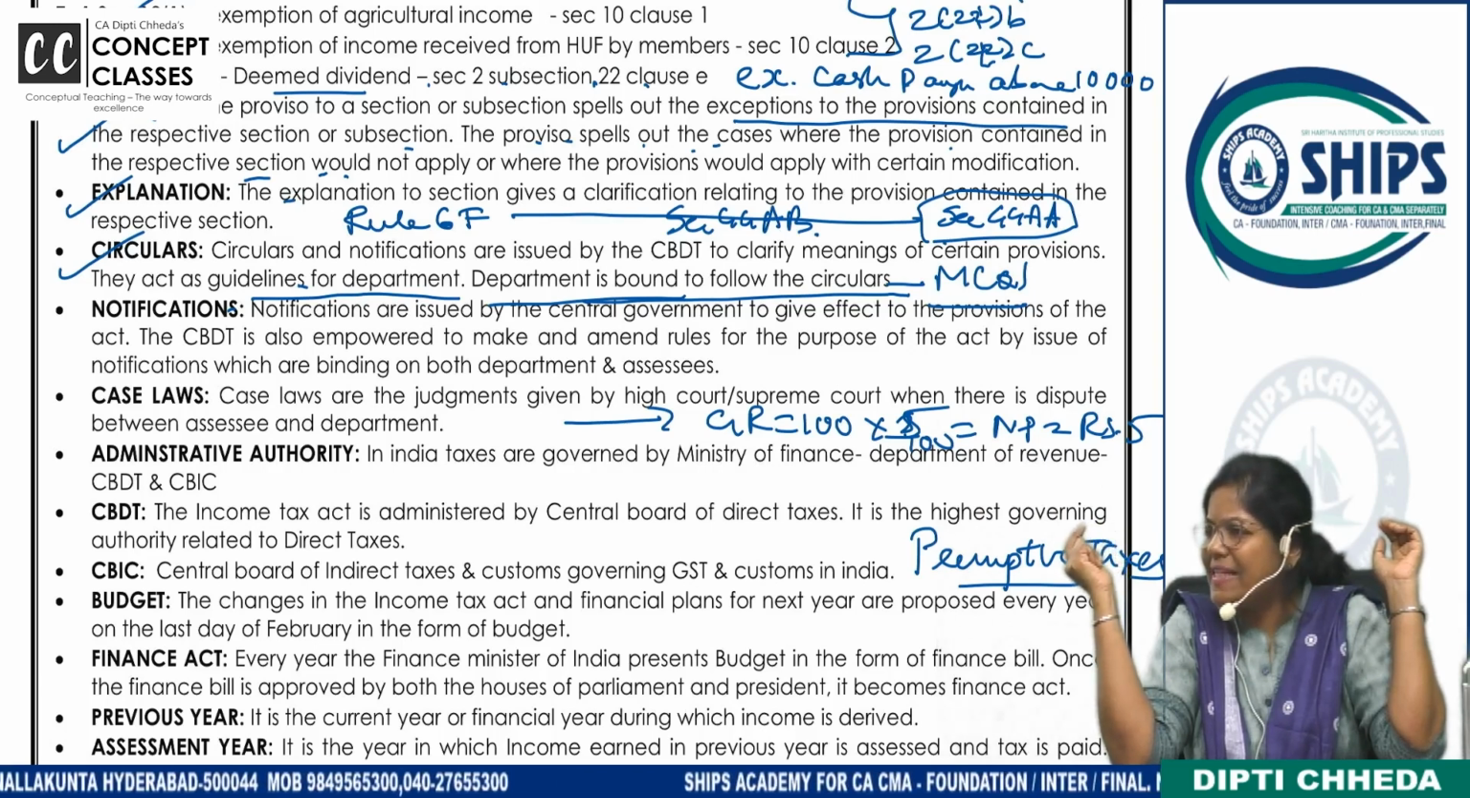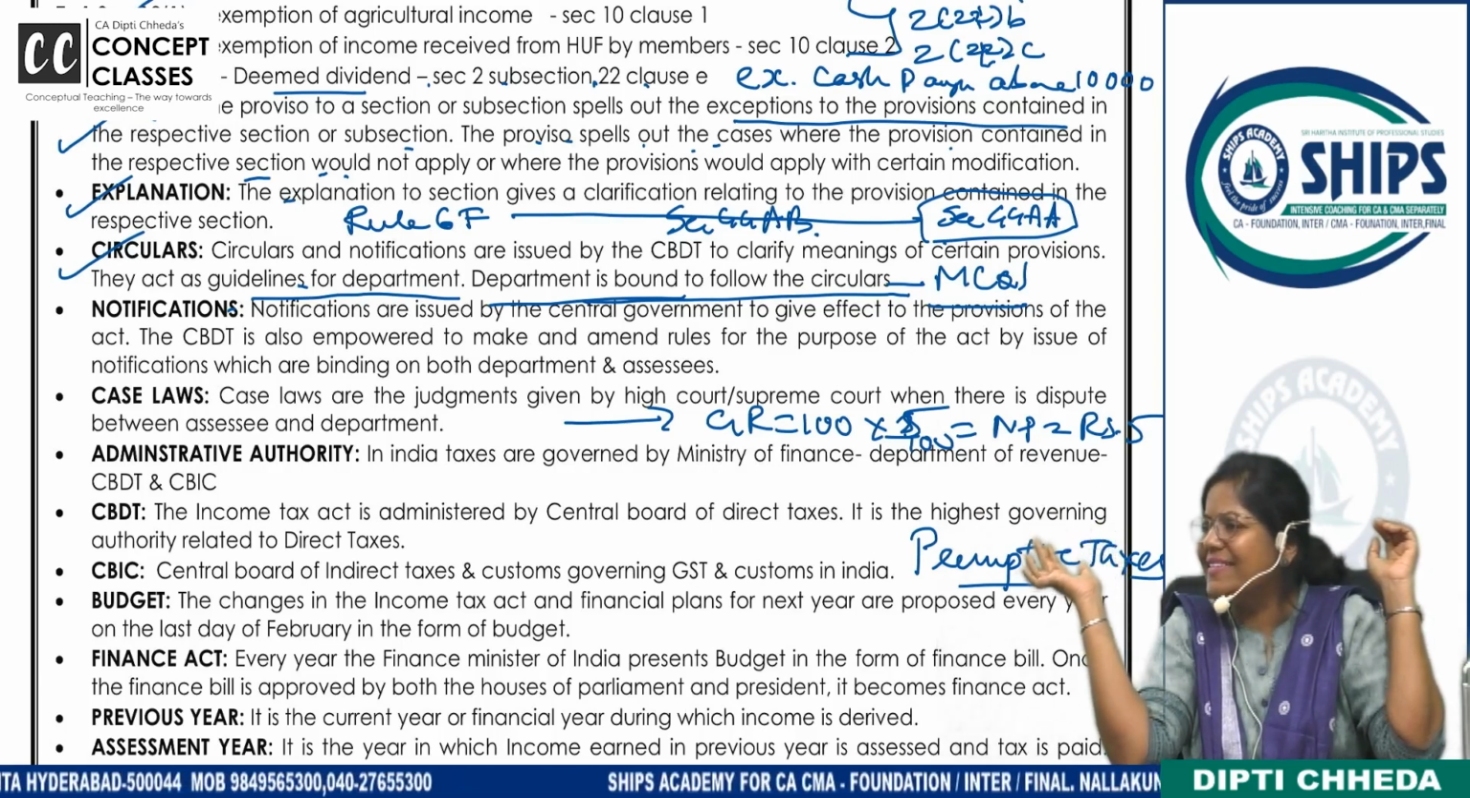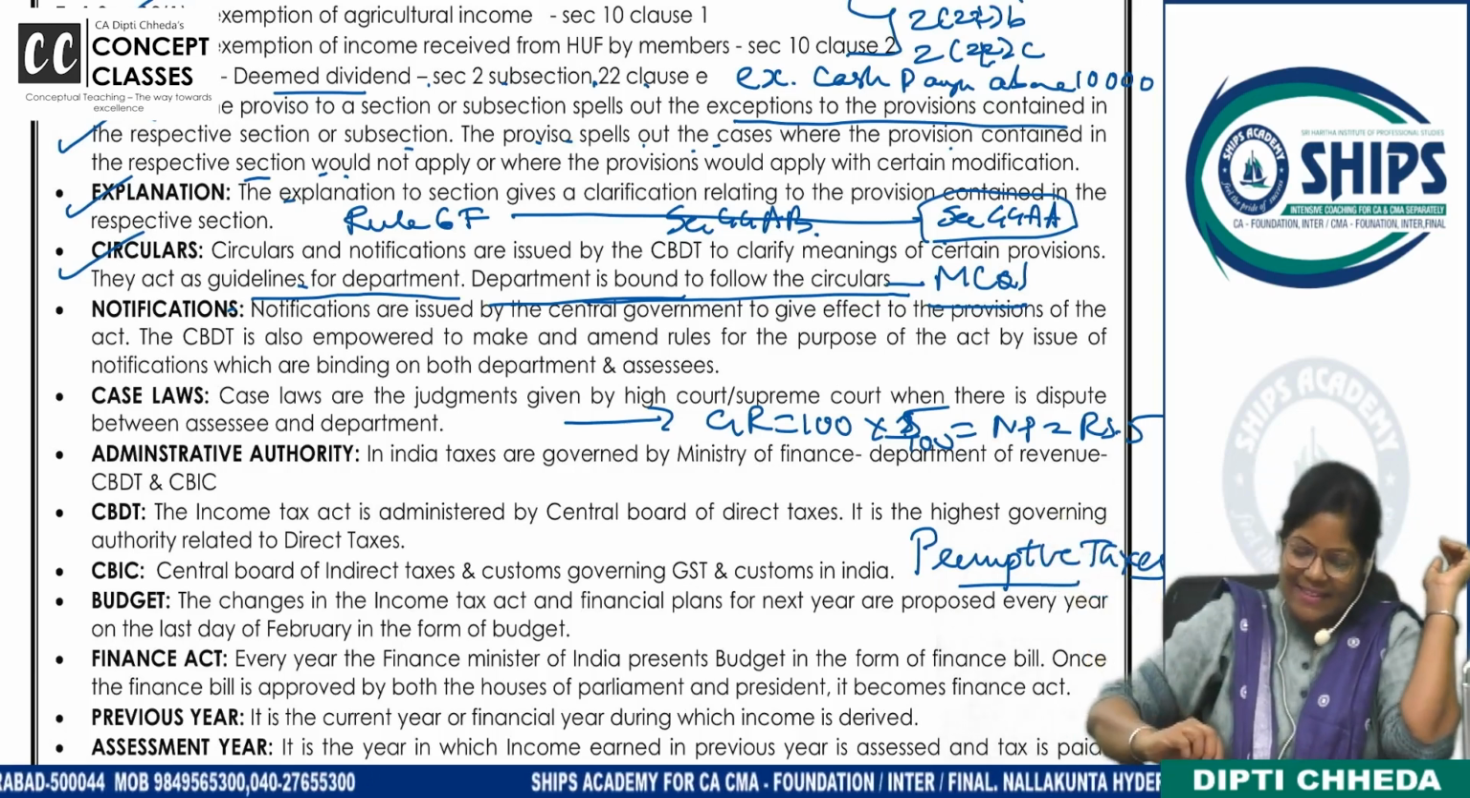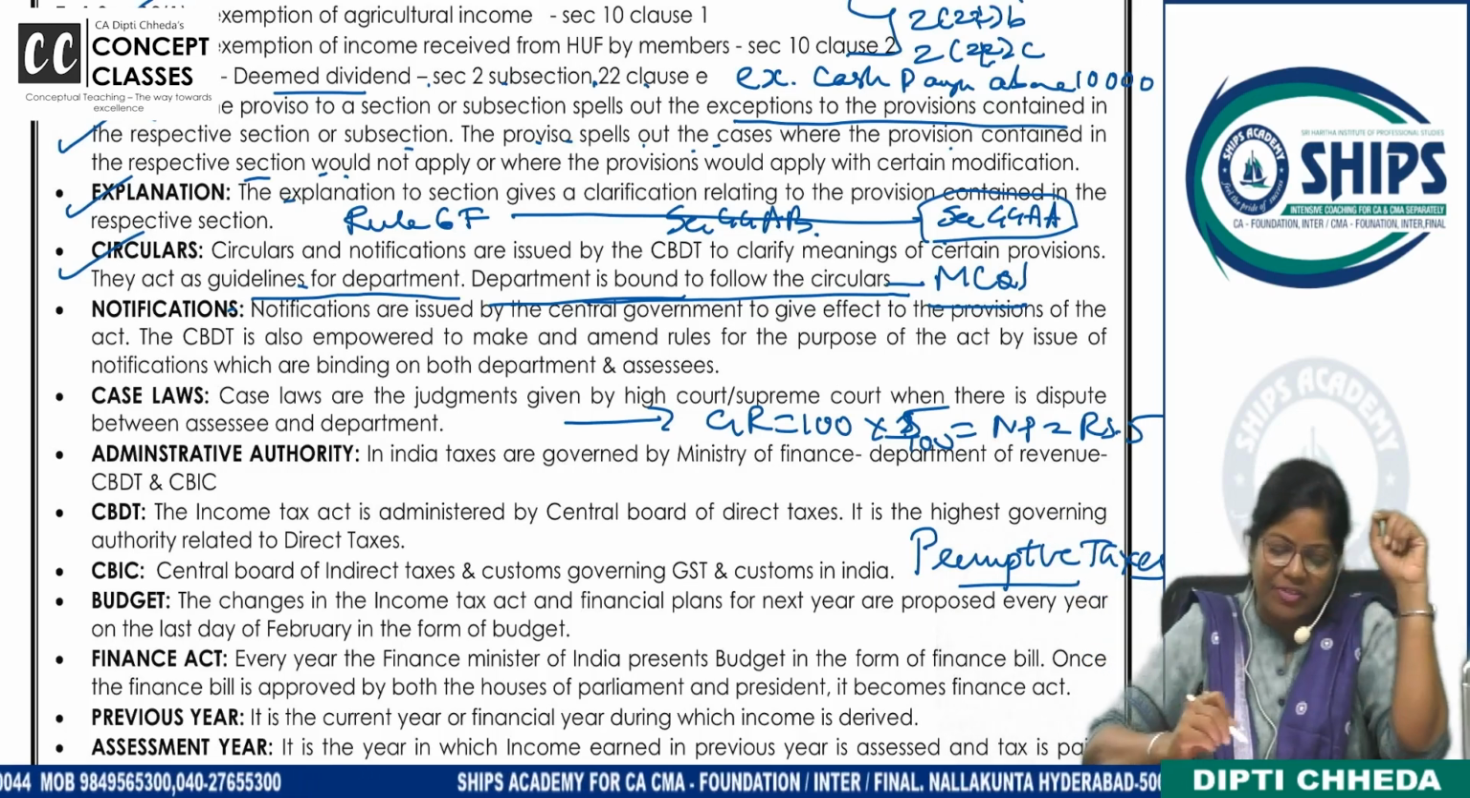Is this example clear or not clear? Not clear, I'll say TDS, TCS, I'll explain just after 5 minutes.